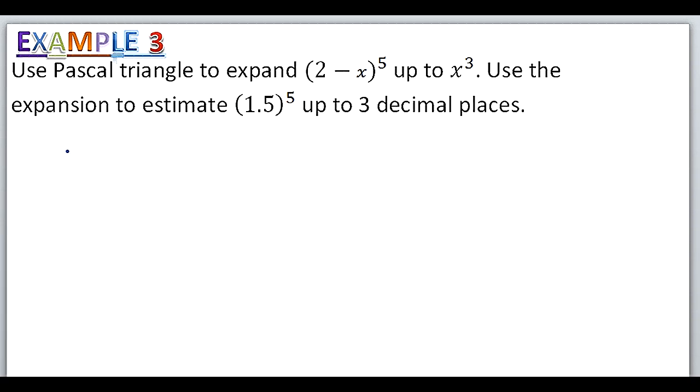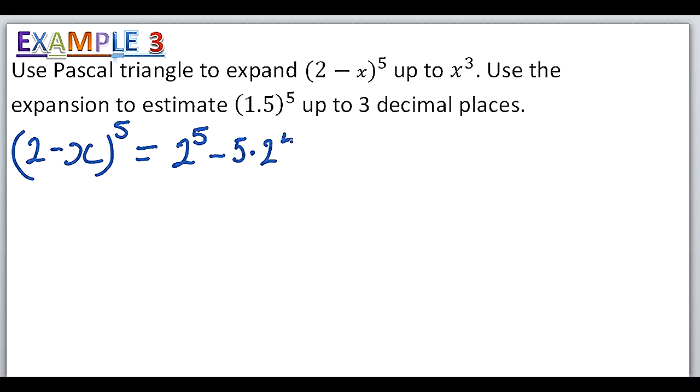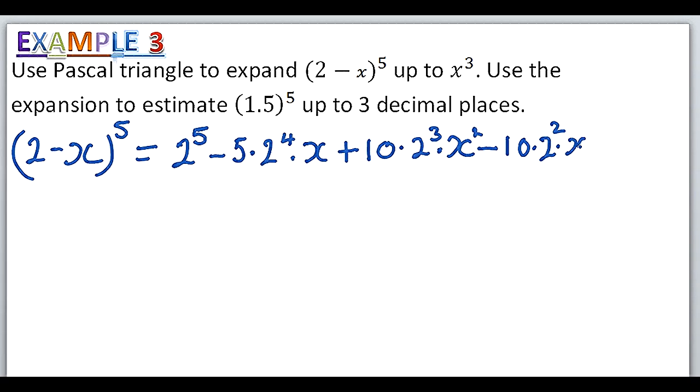Now we start by expanding our 2 minus x. So we say (2 minus x) in bracket power 5 is equals to, okay, we start with 2 to power 5, then the next is minus, the next coefficient is 5, so 2 to power 4 multiplied by x, plus the next coefficient is 10, 2 to power 3 and x squared, then we have minus 10, 2 to power 2, then multiplied by x cubed.